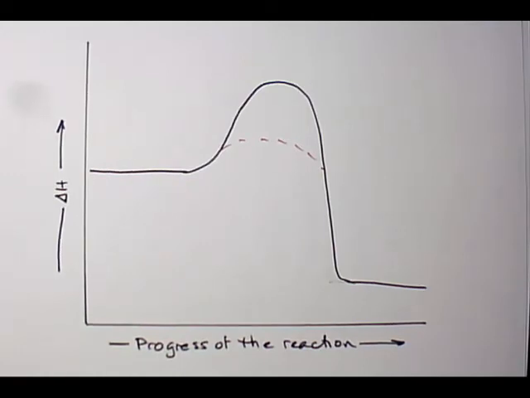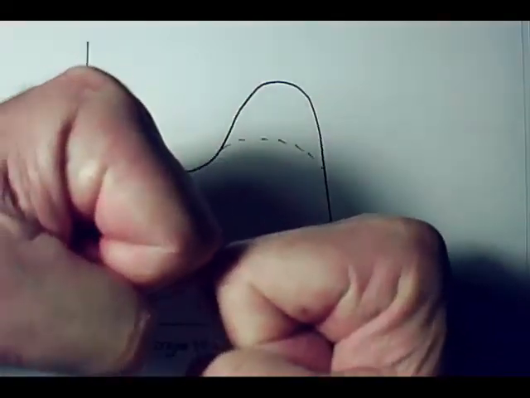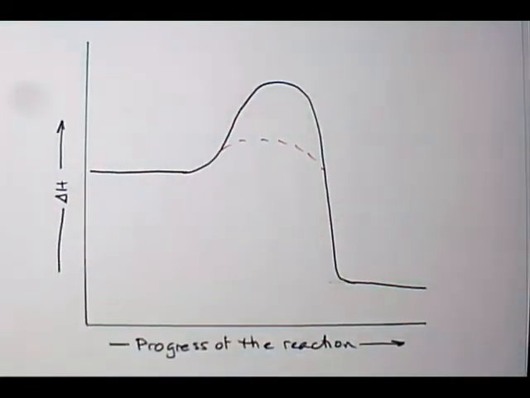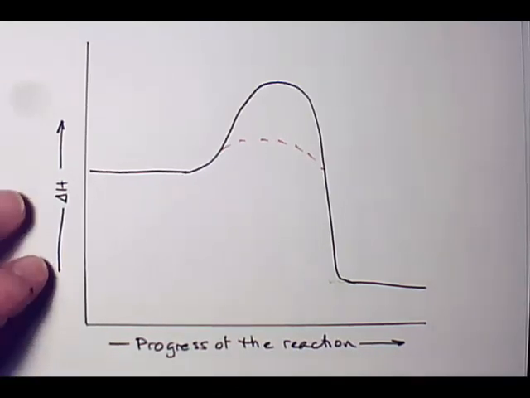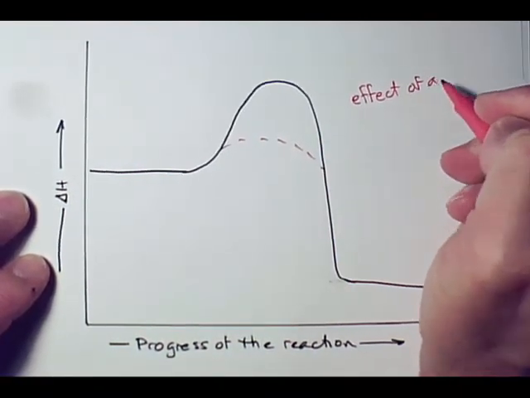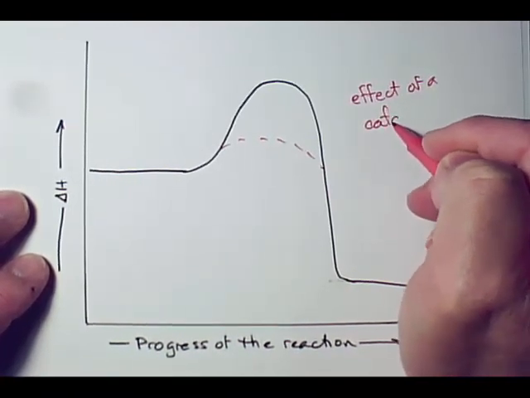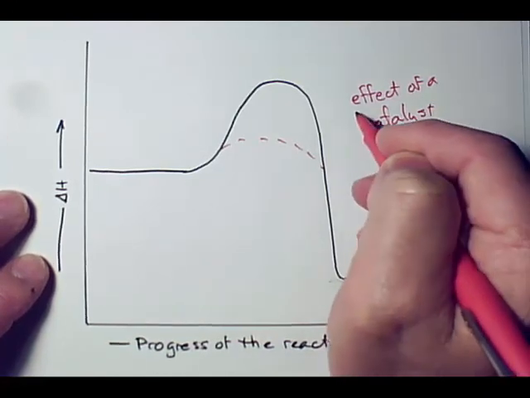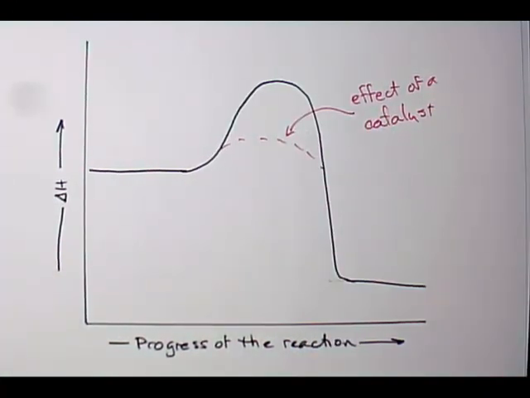That's what a catalyst does. It reduces the height of the hill. It makes it easier. We said those molecules have to bang into each other. You have to loosen up the bonds and reform bonds. The catalyst makes it easier for those bonds to be loosened up and the new bonds to form. That's the effect of a catalyst. It lowers the activation energy required to move the reaction forward.